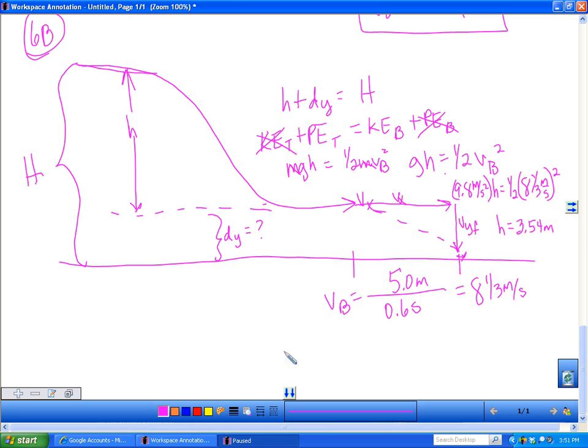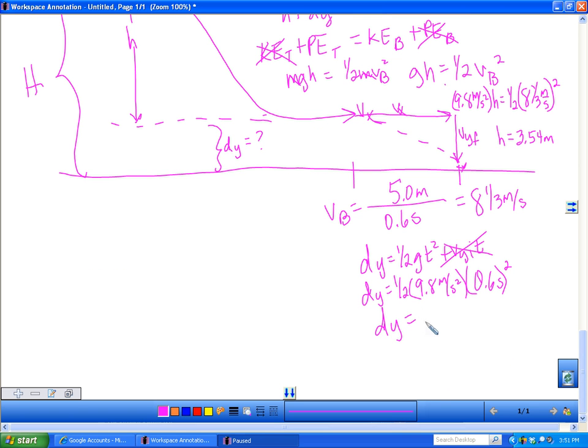Then I'm going to become a projectile, so he's going to fall dy equals 1/2 gt squared plus vyi t. The initial vertical velocity is 0. So dy is going to be 1/2, g is 9.8, he's going to fall for 0.6 seconds. If I take 4.9 times 0.36, I find that he falls another 1.764 meters. So big H is going to be the little h, which we found was 3.54, plus the little dy, 1.764 meters. So that's 5.304 meters is big H.